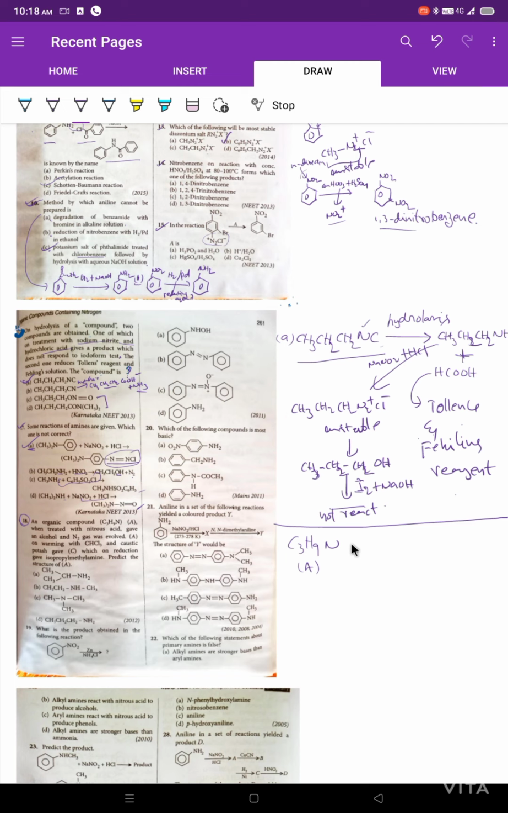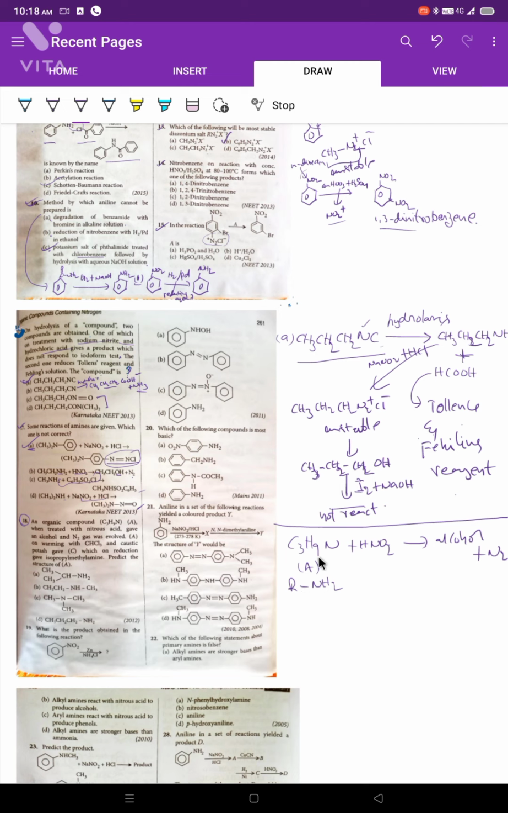On treatment with nitrous acid, HNO2, it gave alcohol plus N2. It means it has a primary amine. This is the primary amine we got from this reaction. You get the information that A is a primary amine. Okay, next point.